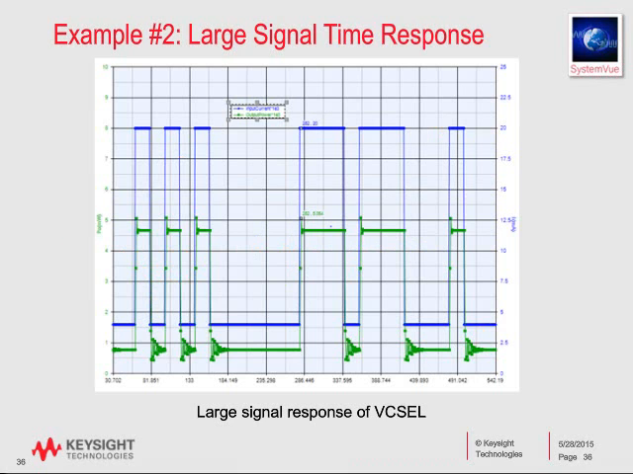So here you'll see a trace. The blue is the modulating current. It's swinging between 4 and 20 milliamps. And the green is the optical power being measured coming out of the VCSEL model. So in terms of behaviors, we're getting behaviors that we like and look good.